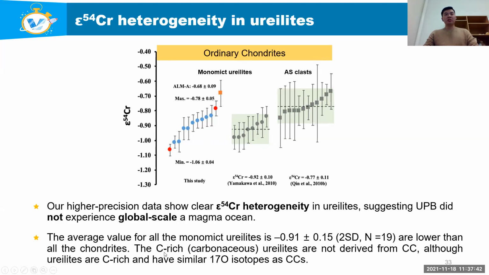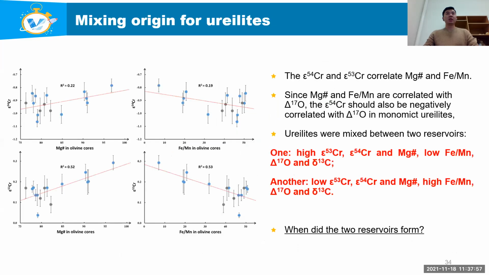And we also suggest the carbonaceous Ureilites are not derived from carbonaceous chondrites, although Ureilites are carbon rich and have similar oxygen isotopes as carbonaceous chondrites. And there is a broad relationship between magnesium number, chromium isotopes, and iron manganese ratios. These correlations may indicate Ureilites were mixed between two reservoirs. And then we use manganese chromium to date the age of the two reservoirs.